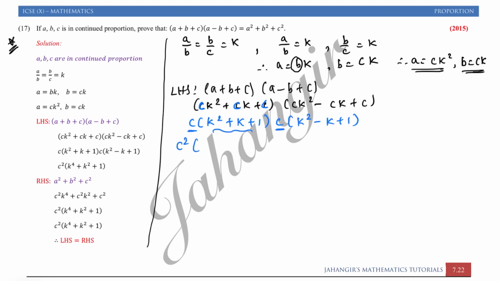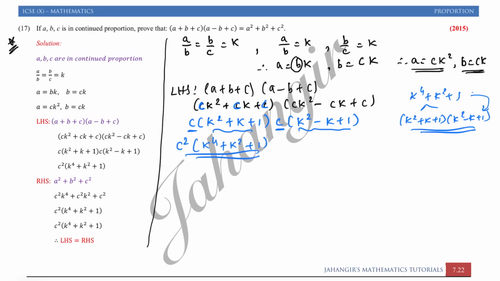If you multiply this with this term, or you can use this identity which I had proved in exercise, that K raised to 4 plus K square plus 1 was K square plus K plus 1 into K square minus K plus 1. This I had shown you in exercise A, K method. Using factorization, I had factorized this. So you can use that identity over here. So you will get K raised to 4 plus K square plus 1.